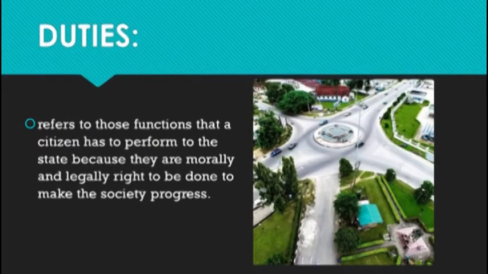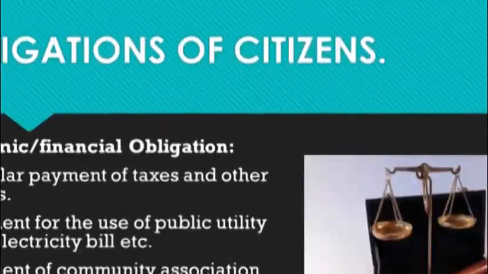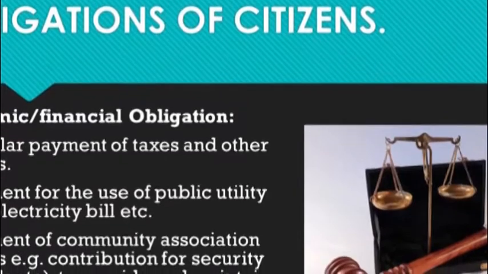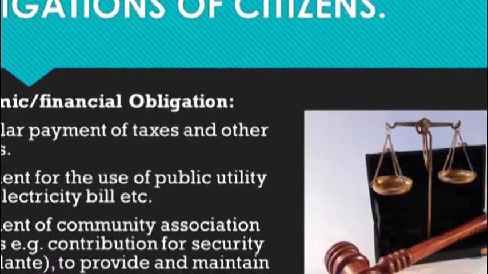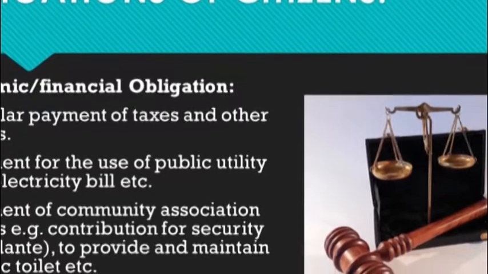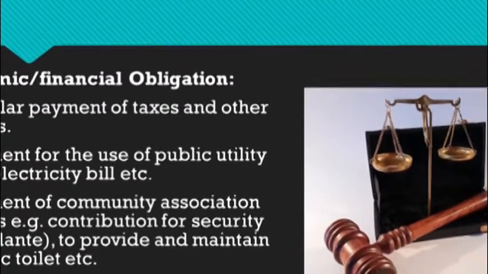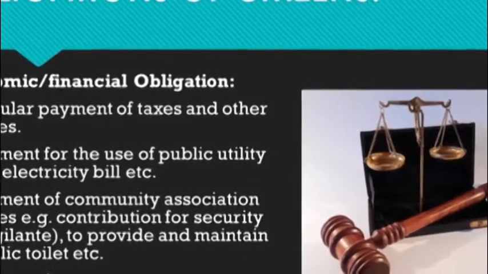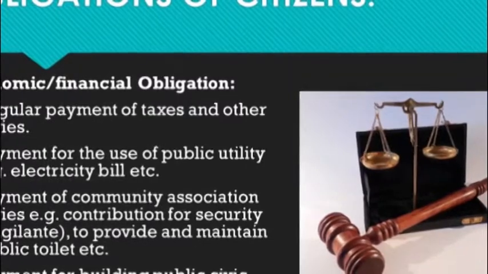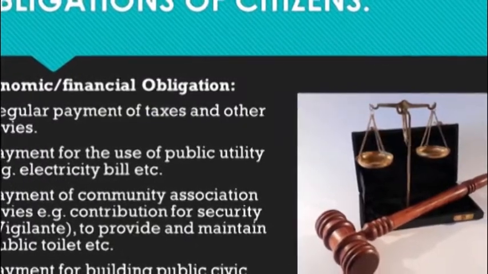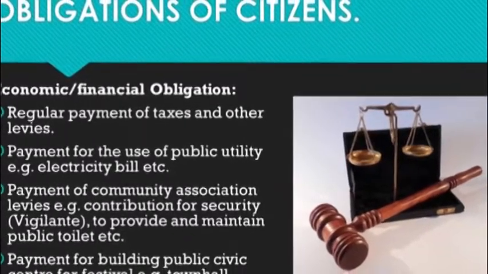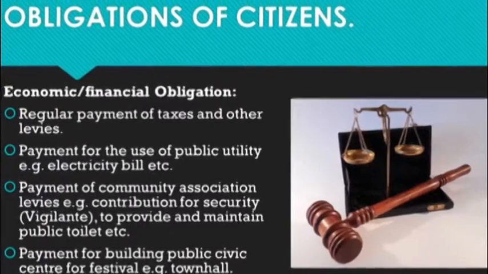We'll now look at some of the obligations of citizens. First obligation of citizen is economic/financial obligation. Now there are regular payment of taxes and other levies. There is payment for the use of public utility, e.g. electricity bill, and so on and so forth. There is payment of community association levy, our contribution for security, that is vigilante, to provide and maintain public toilets. If you have a general toilet you are using, it must be maintained. You must also contribute towards that maintenance.